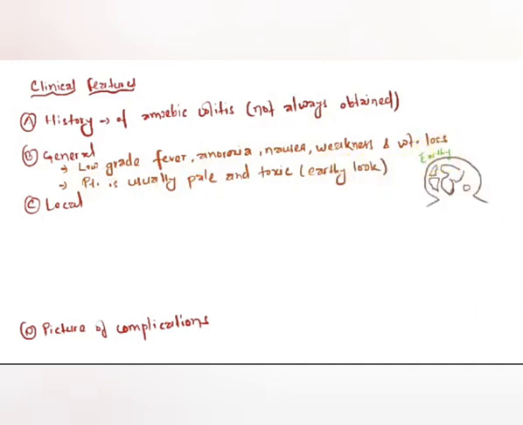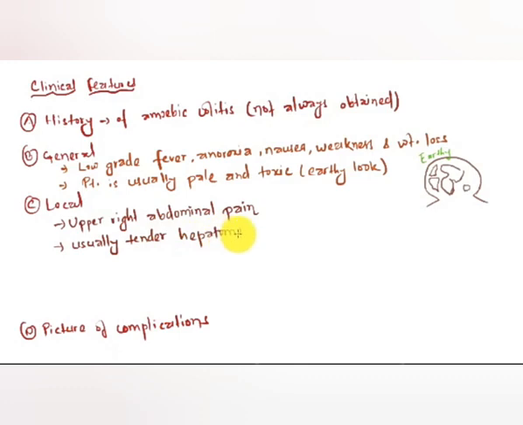For memorization purpose, you can memorize it through this diagram, which gives you the imagination of the earth, the picture of the globe in this diagrammatic representation. Talking about the local picture, there is upper right abdominal pain, usually tender hepatomegaly, tenderness in right intercostal spaces.